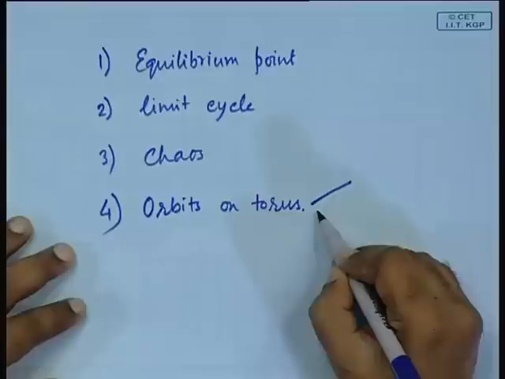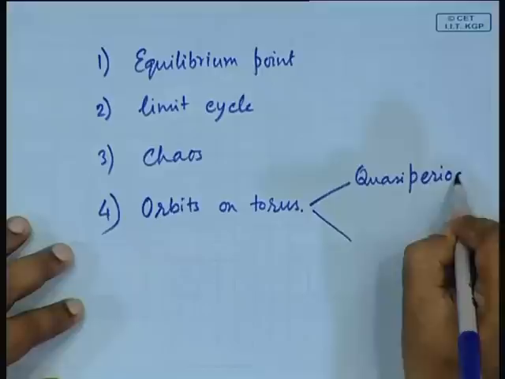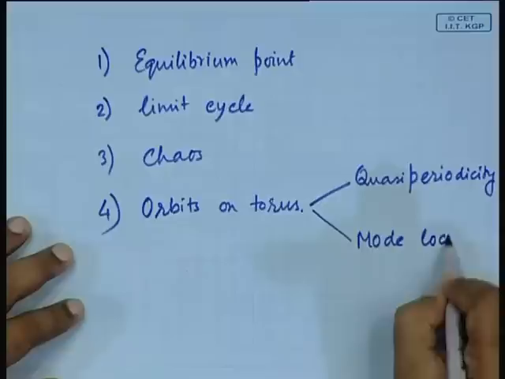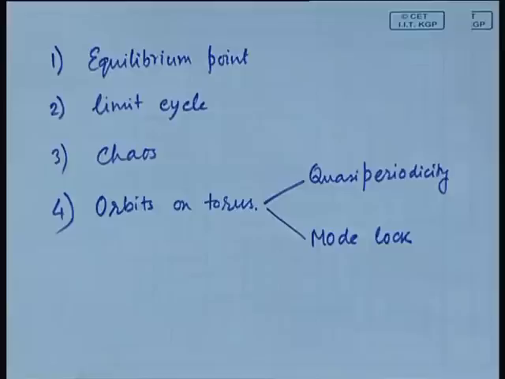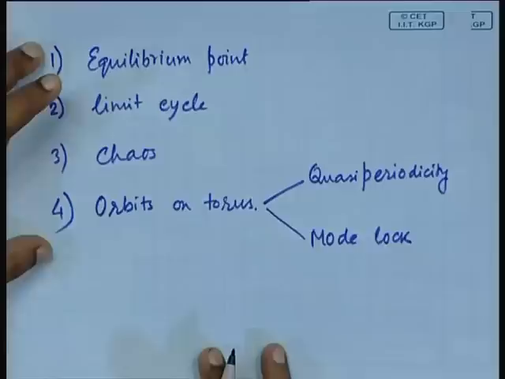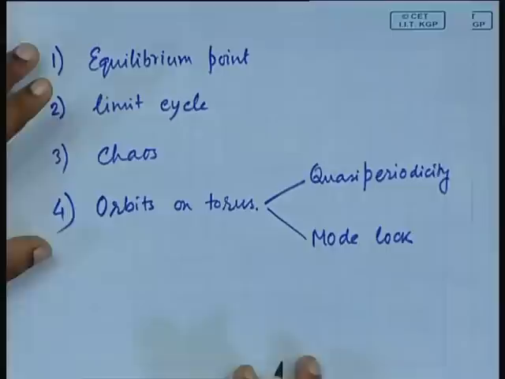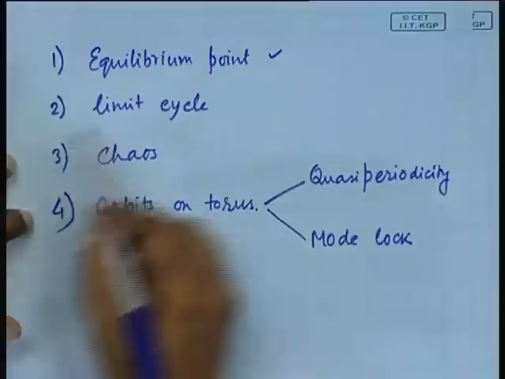the orbits on a torus: they could be quasi periodic, and mode locked. So these are the possibilities. So in general, these are the new possibilities that have opened up the moment you have started to consider nonlinear systems. In the linear system, equilibrium point was there, but nothing else. All these possibilities are typical and specific to nonlinear systems.